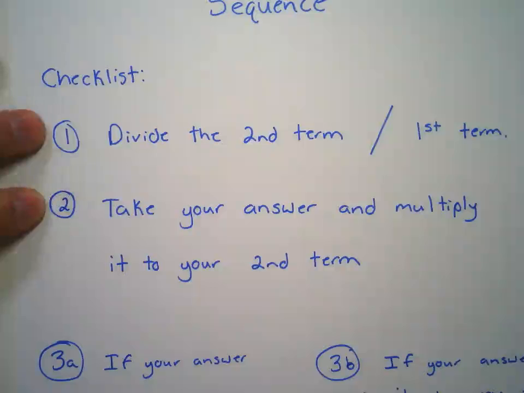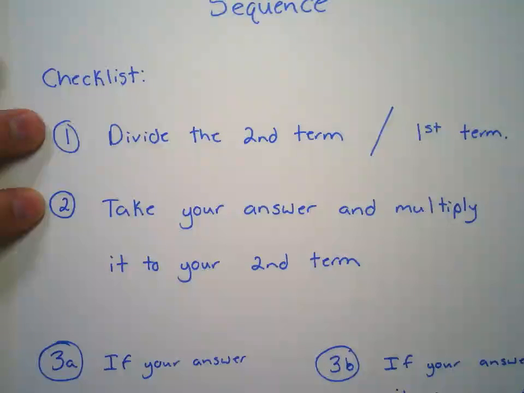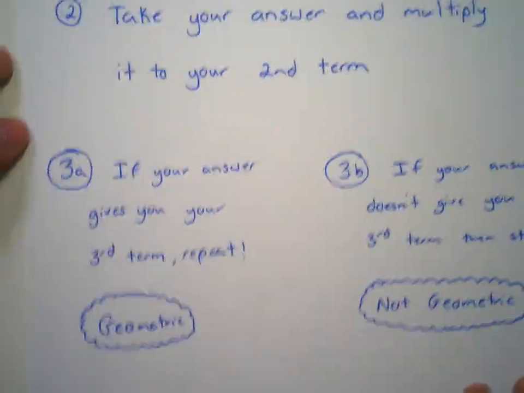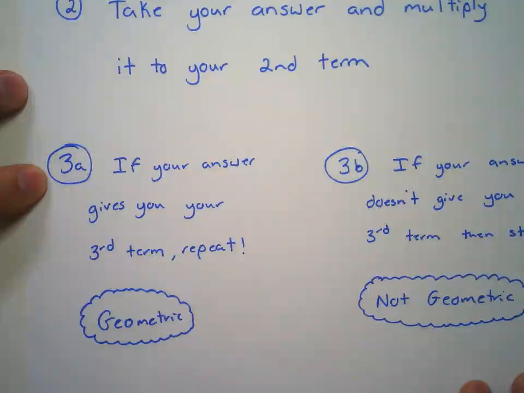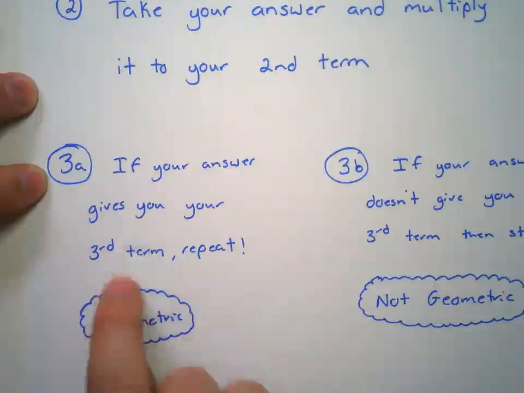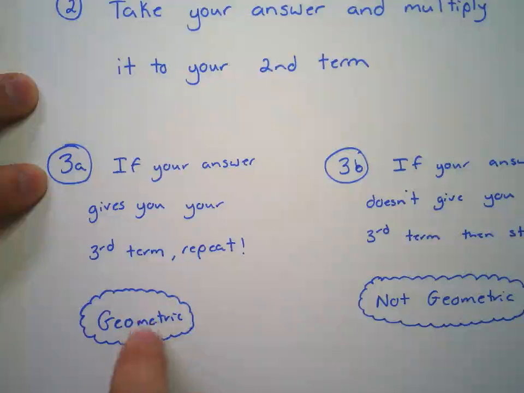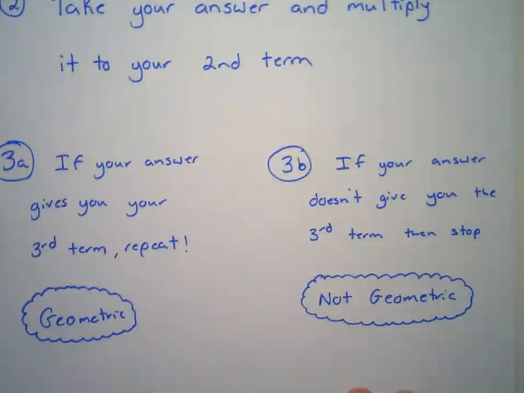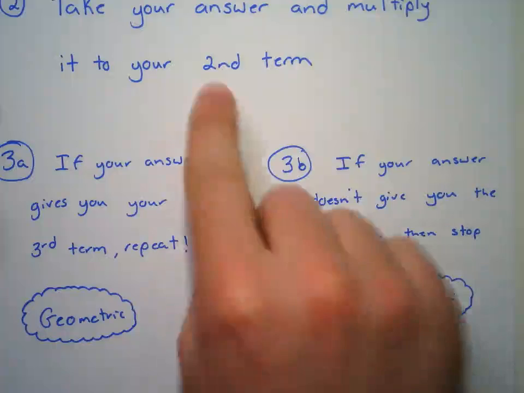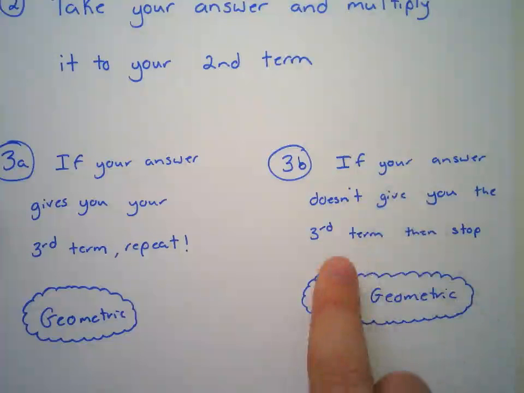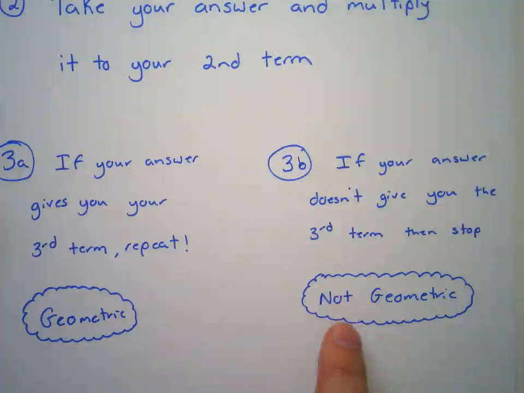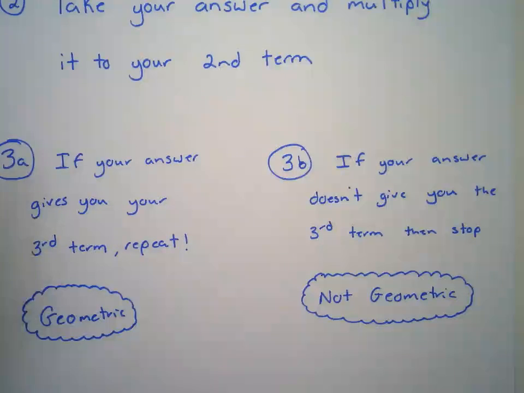So step one, divide the second term by the first term. Take your answer and multiply it to the second term. And you're going to get one of two things. You're either going to get the third term, which is 3a. If you get the third term, keep repeating that process. It's probably going to be geometric. Or 3b, if you do not get the third term, then guess what? It's not geometric. You can stop right there.